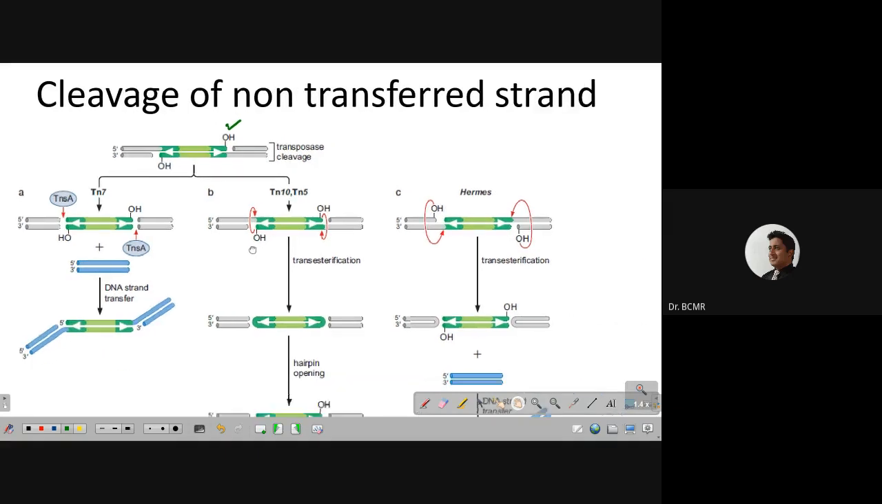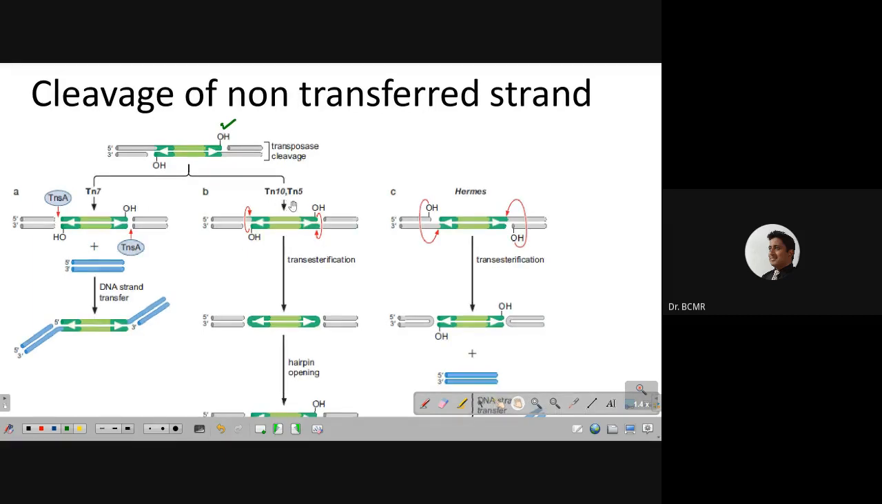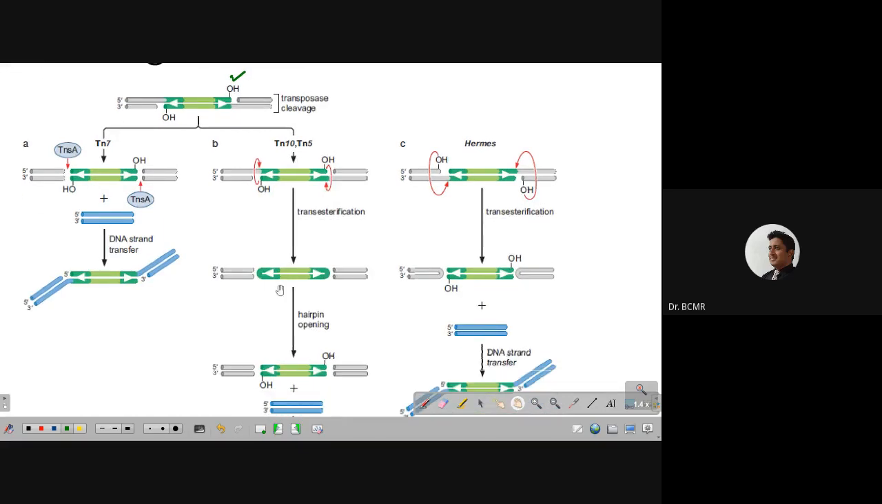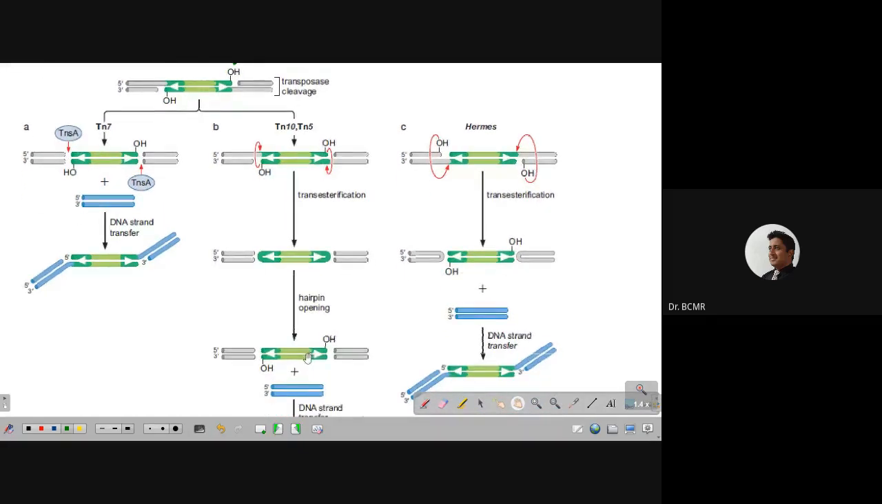In another transposon called Tn10, and also Tn5, transposon 10 and transposon 5, you see this OH and you try to compare with what happens in Tn7. The first strand breaks are made, and the OH here makes a nucleophilic attack on the second strand, forming a kind of hairpin loop here, like this. There is no extra protein involved. It is transesterification. It was broken here and a new bond is made. That hairpin is eventually resolved, and then the transposon moves from the donor site to a target site and gets incorporated.